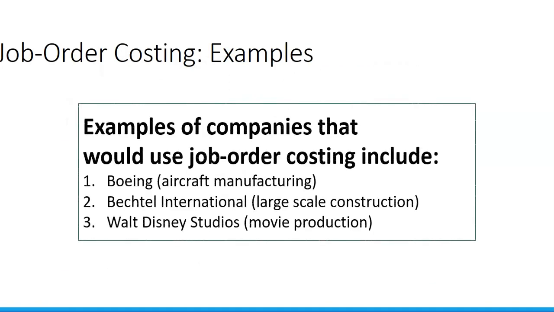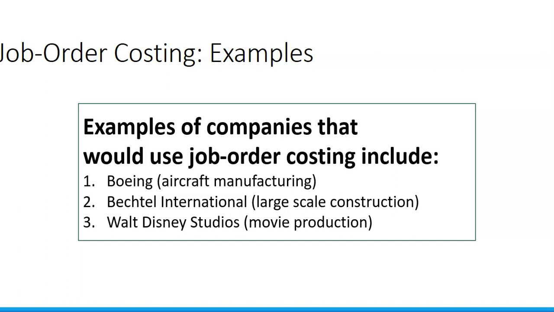When we look at job order costing, we have some examples of companies that would use it. This has three. One is Boeing. Each airplane would be a job. Or Bechtel International, which is a large-scale construction company. A lot of construction companies use job order costing. Each construction project would be a single job. Walt Disney Studios, actually all movie studios, use job order costing. Each movie would be a single job, and there would be job costing.